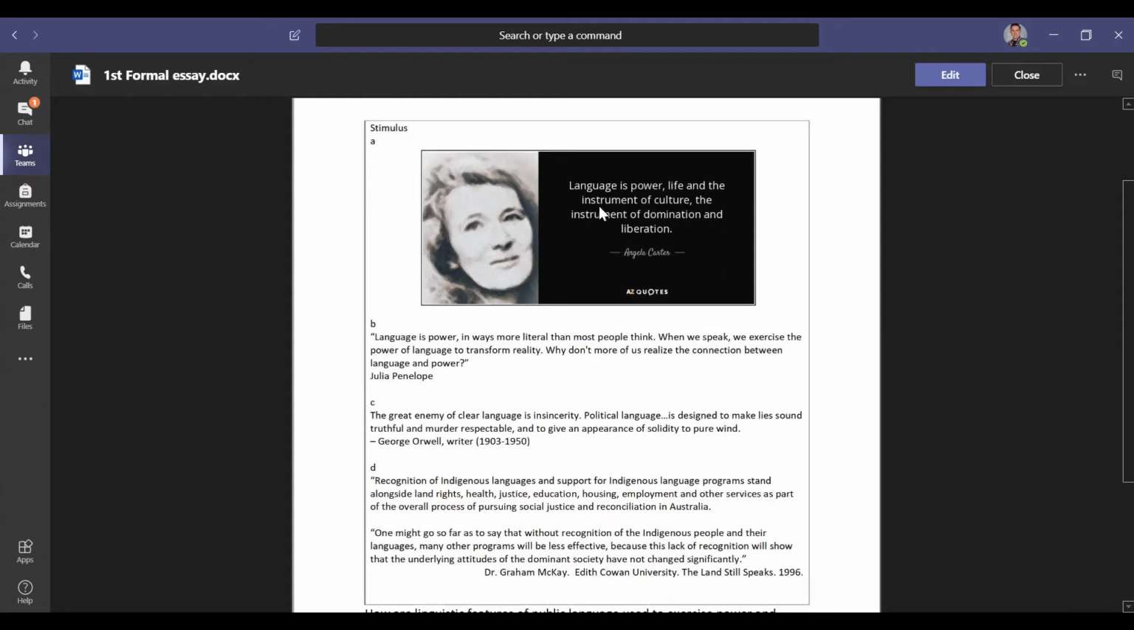Power, life, culture, domination, liberation. Notice how these are the antithesis of each other. So we've got power, life, and culture. That's good. But domination and liberation are antithetical.